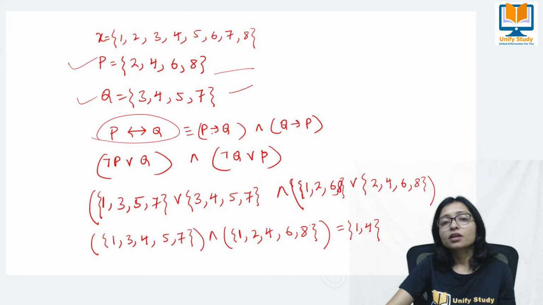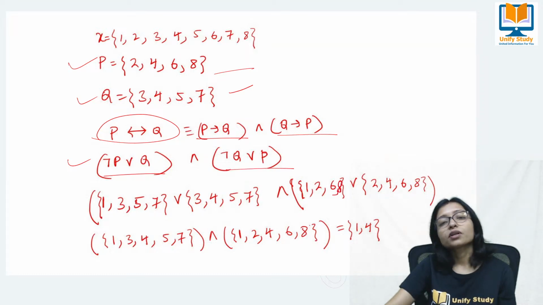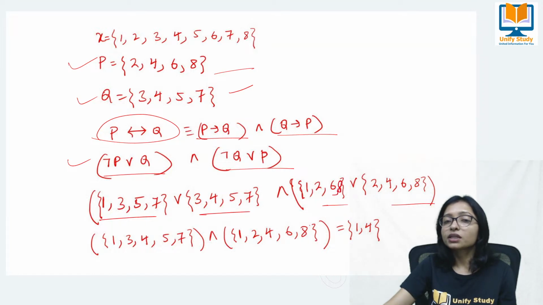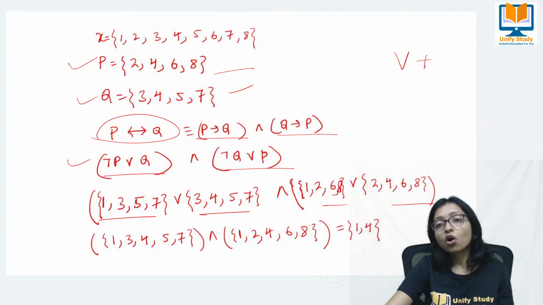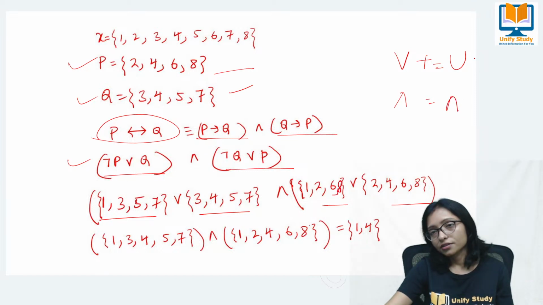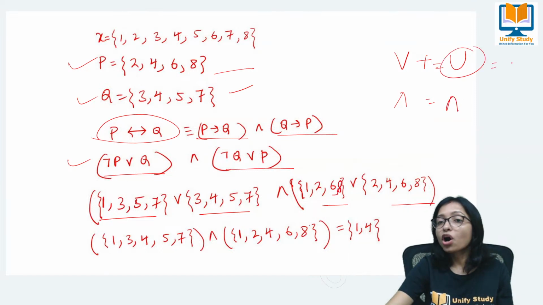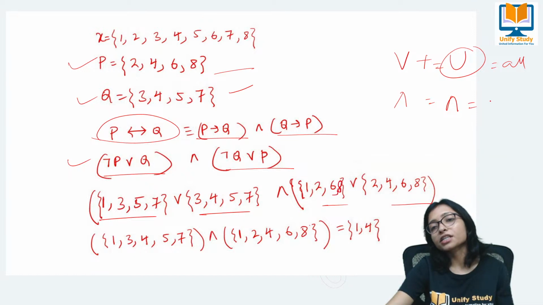P implication Q and Q implication P means not P or Q, and not Q or P. So just put all these values. After putting the values, OR means union, and AND means intersection. Union means you take everything, intersection means you take only the common part.